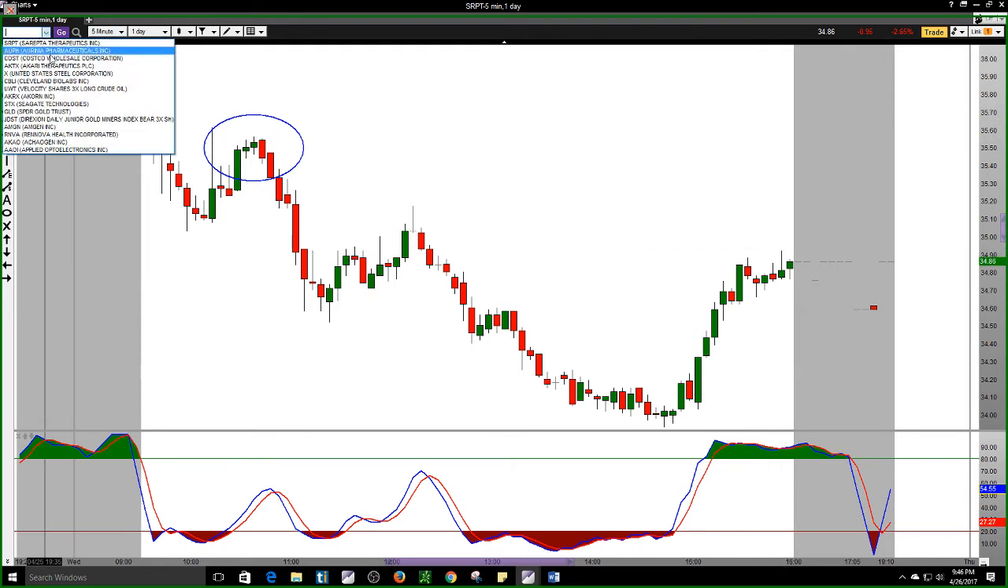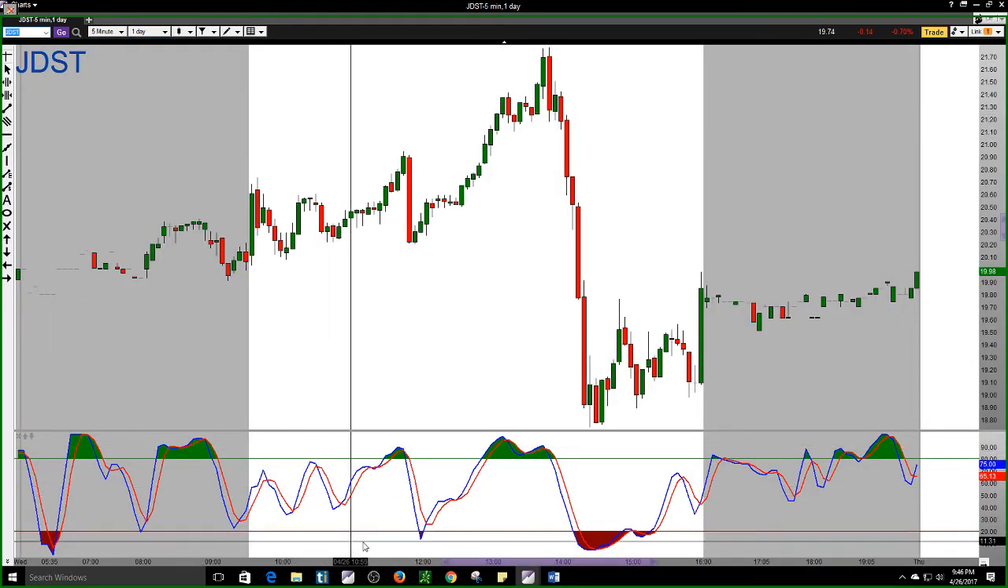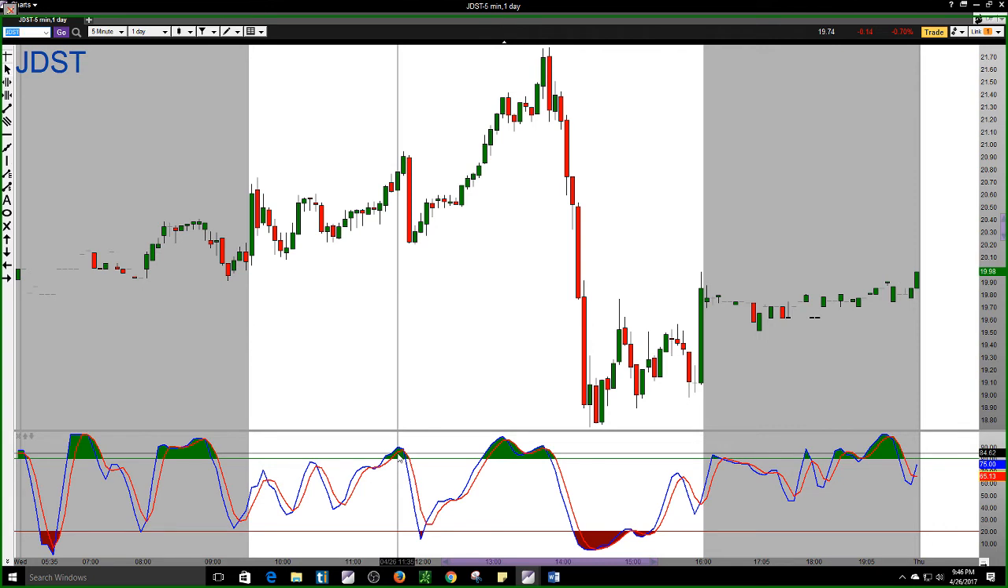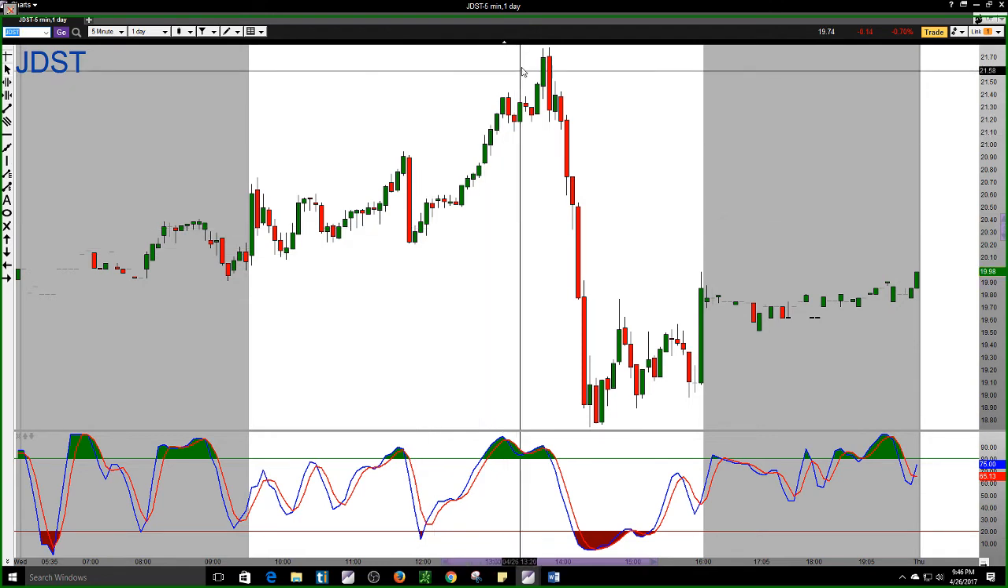And so this is something that you can use as a particular strategy also. So look at JDST. It was overbought, and I shorted it. Why? Because that's my strategy and I'm robotic, right? So I'm short and it pulls, it pulls all the way deep and it goes oversold. And I long it, and I make a nice long.